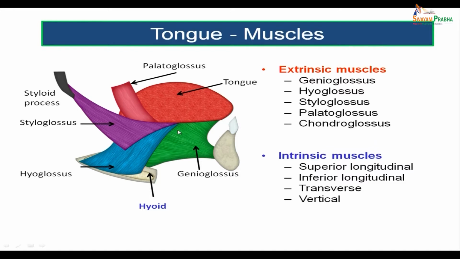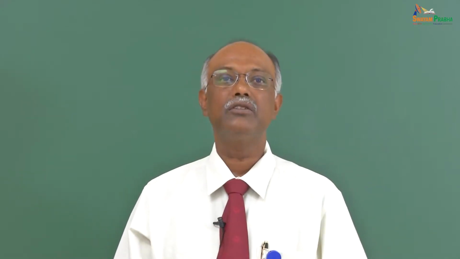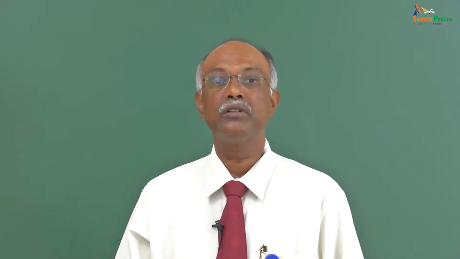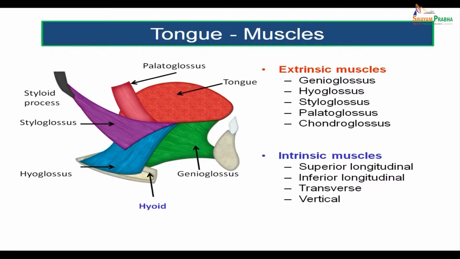So what are the extrinsic muscles? They include genioglossus, hyoglossus, styloglossus and palatoglossus. In addition, you have a small muscle called the chondroglossus, which is nothing but a detached part of hyoglossus. Then you have the intrinsic muscles: superior longitudinal, inferior longitudinal, transverse and vertical. We will see those shortly.